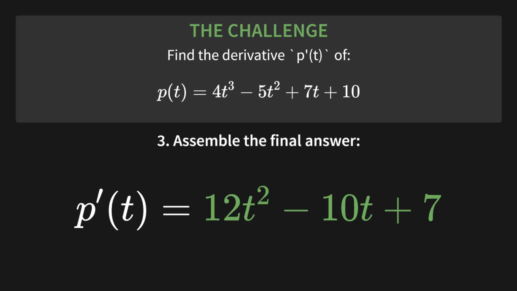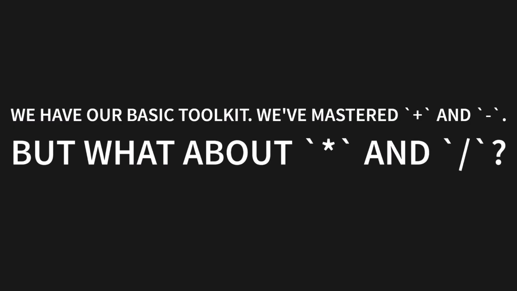And we're done. What would have been a nightmare of algebra with the limit definition, we just solved in seconds. This is the power of our toolkit. We have our basic toolkit. We've totally mastered addition and subtraction. But what about multiplication and division? What about the star and the slash?